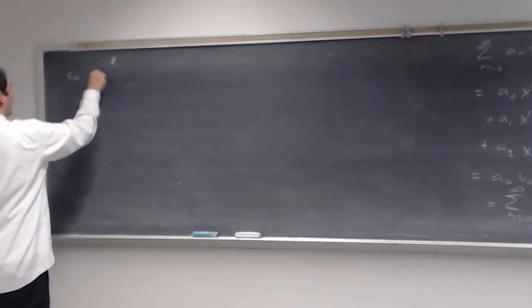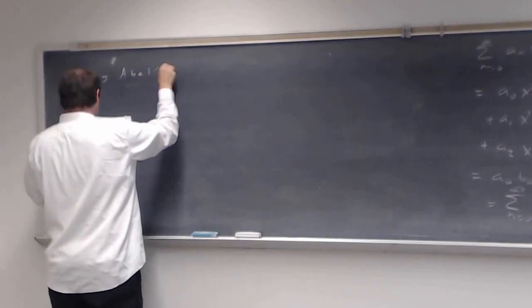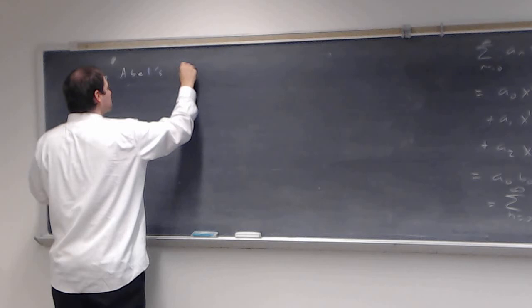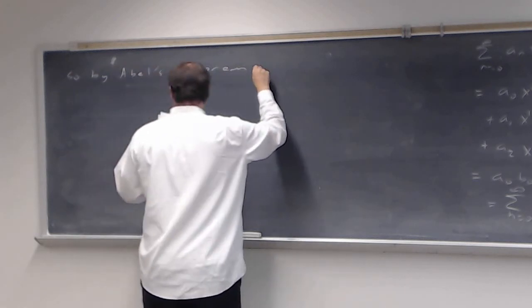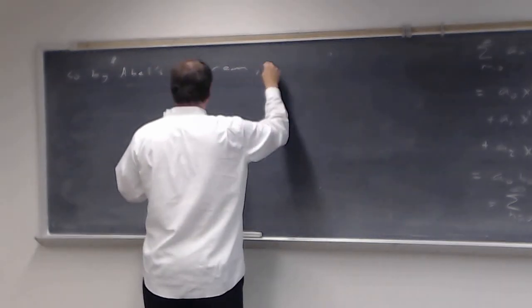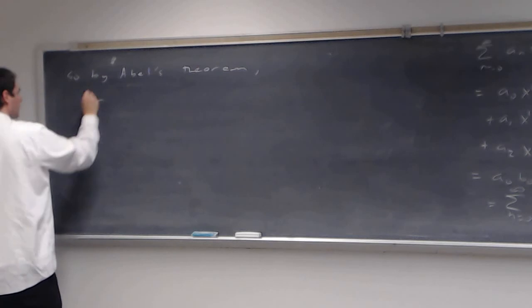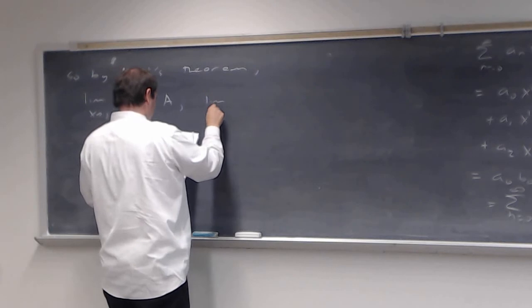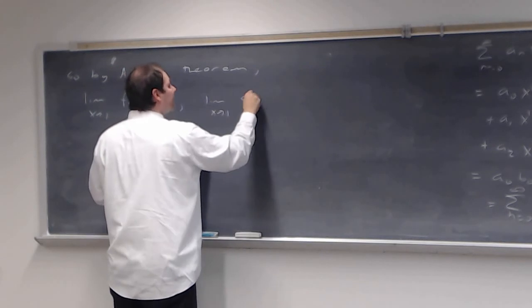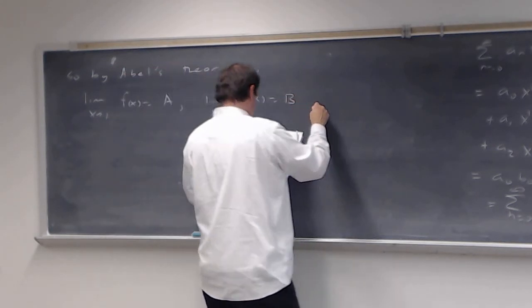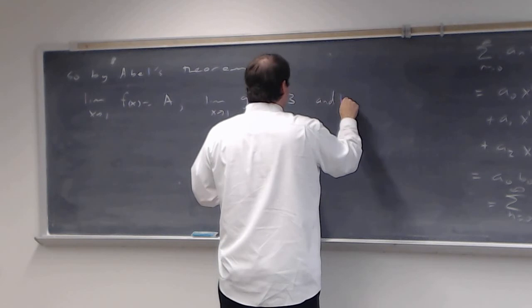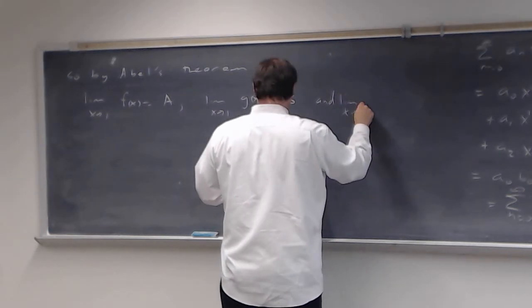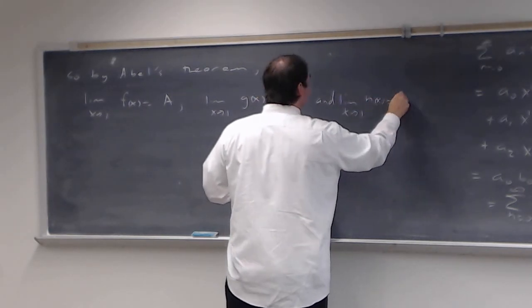So by Abel's theorem, what we have is that the limit as x goes to 1 of f of x is equal to a. The limit as x goes to 1 of g of x is equal to b. And the limit as x goes to 1 of h of x is equal to c.